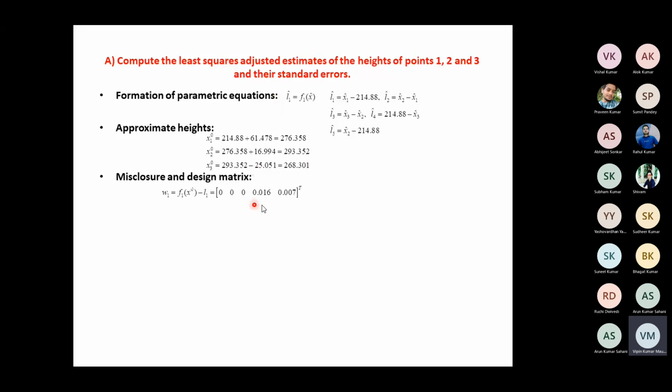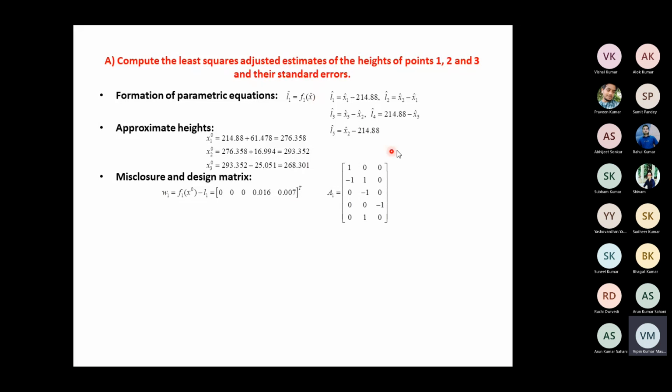If you want to see the residual part, we have the approximate heights and we have the observations. If we put these approximate heights and use these observations, we can directly see the misclosure. For L1, L2, and L3, it is 0. For the fourth and fifth, it is 0.016 and 0.007. So we have computed the initial residual, whatever you want to call it.